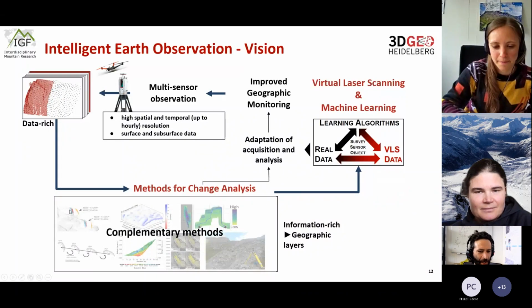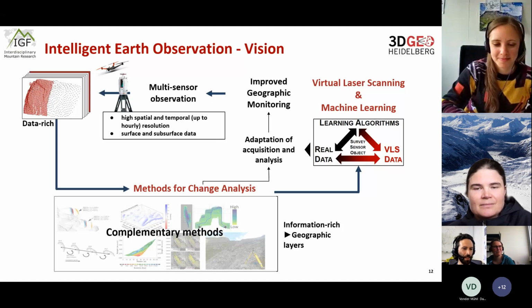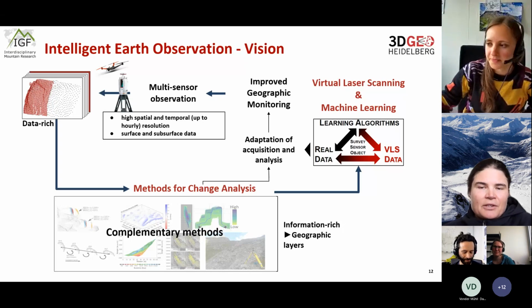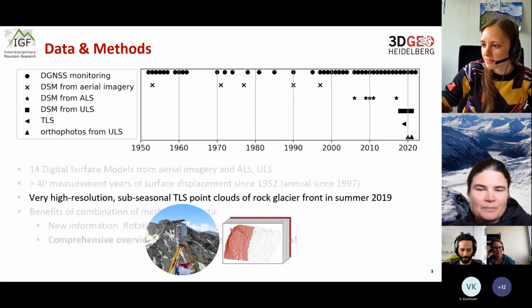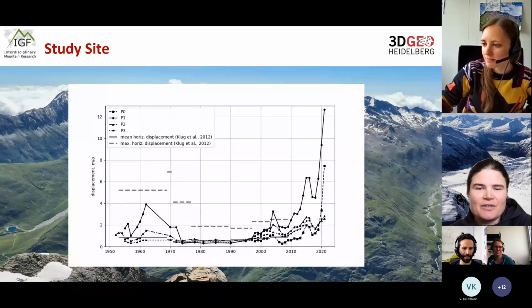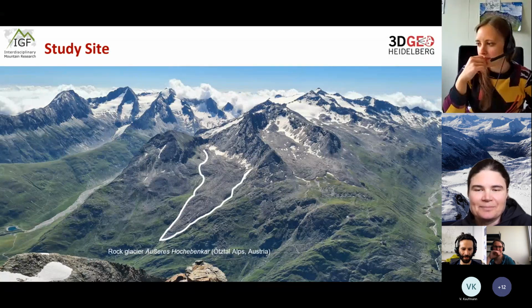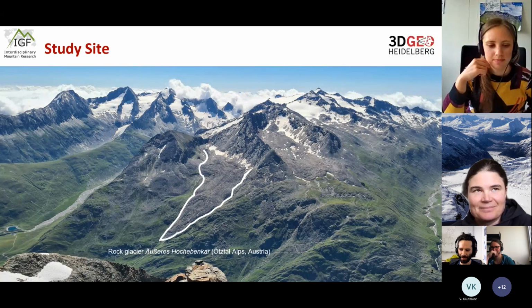Just by the way, this is the rock glacier that is visited by the summer school. Yes, and the UAV DSMs were collected as part of the summer school. That was some of the laser scanner exercise as well. Yeah, I was there in 2017, I think.